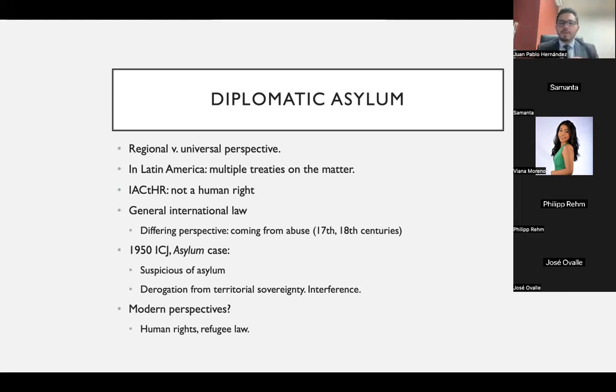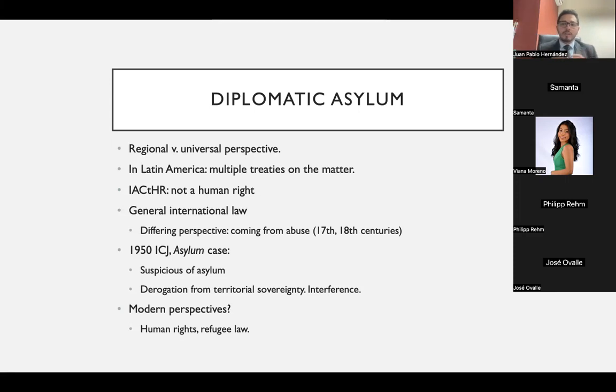The best example of this is the case of Victor Haya de la Torre, which was presented to the ICJ in the 50s. This was a person who had tried to overthrow the Peruvian government. He failed, and then he was prosecuted for what Peru called common crimes, not political crimes. In response to this prosecution, in order to protect his own integrity, Haya de la Torre went into the Colombian embassy and claimed asylum.